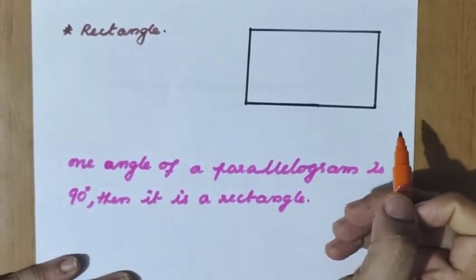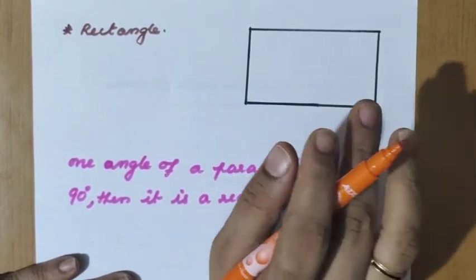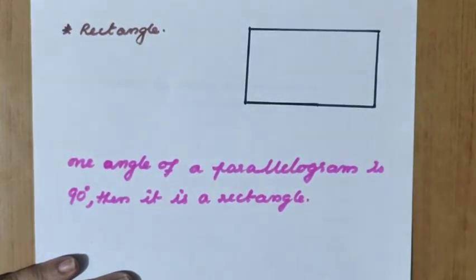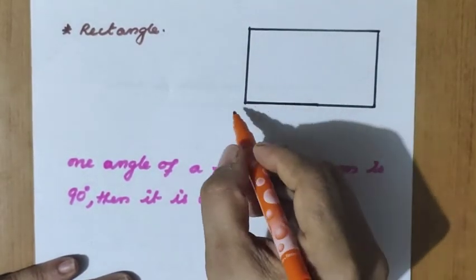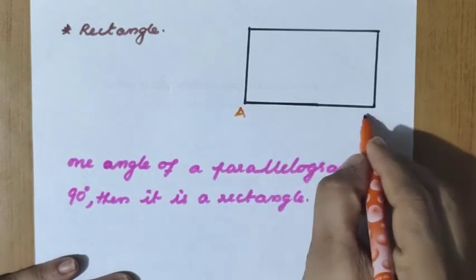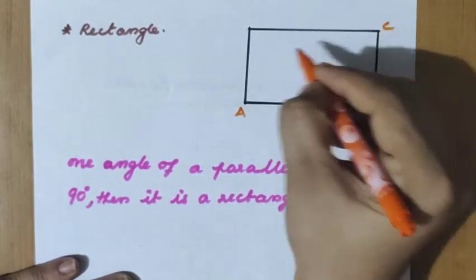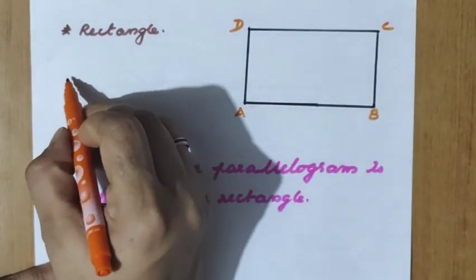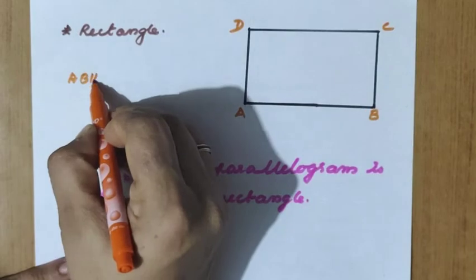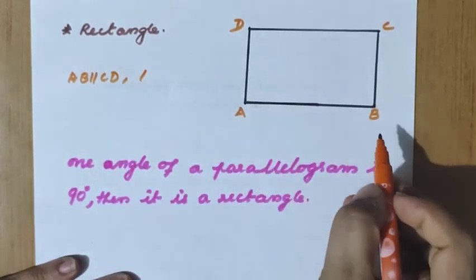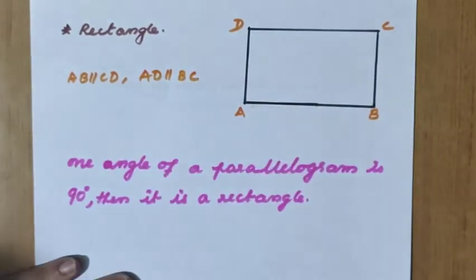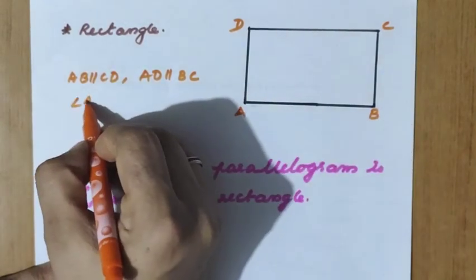Now rectangle. In lower classes we already studied that rectangle means opposite sides are equal and each angle is 90 degrees. But when we are talking about the definition of a rectangle, it says that in a parallelogram, if one angle is 90 degrees, then it is called a rectangle. So already it is a parallelogram. So we can say that AB parallel to CD and AD parallel to BC, because it's a parallelogram in which one angle is 90 degrees. One angle means, let us mark angle A equal to 90.